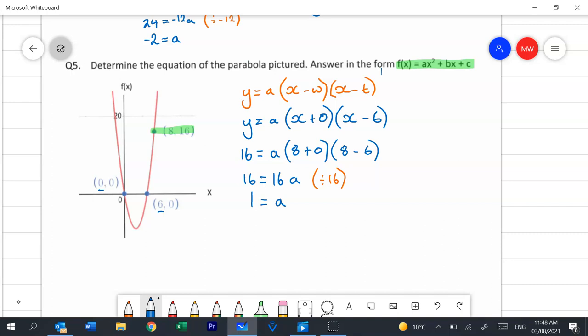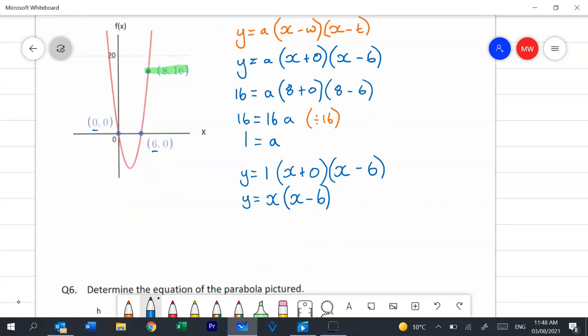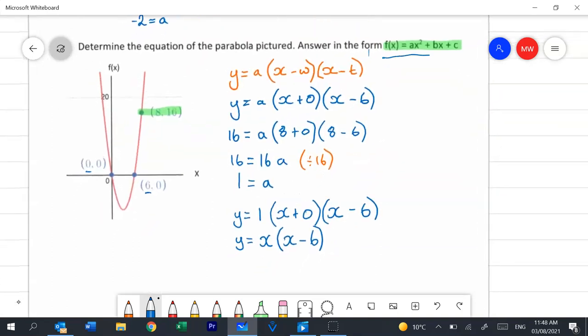Now what we'll do is we'll write out our equation as best we can. So we go y equals 1 outside of x plus 0, x minus 6. Now this line isn't really necessary. We could better write it as y equals just x outside of x minus 6. Now that's where we finished all of our other questions, but remember that this question wanted it in this form here. Okay, so what we'll do instead is we will write it as f(x) instead of y, and then we'll expand it to x squared minus 6x. Don't worry that there's not a constant on the end. Remember, that's 0, but we wouldn't write it. Okay, so this will be our final answer.